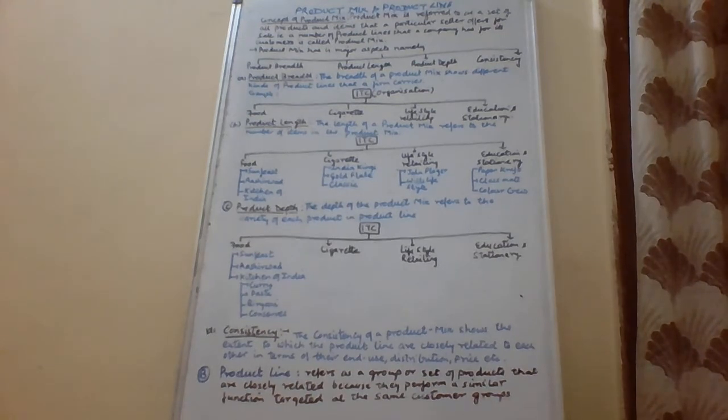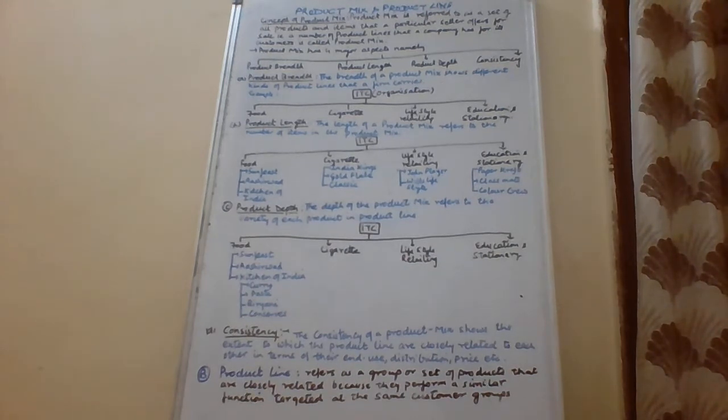In the earlier section, I had discussed the marketing mix, which has been popularly called the 4Ps. There, the marketing mix consists of product, price, place, and promotion. Today's concept is the product mix, that is the total number of the products being manufactured by the same company. It is also referred to as the set of all products and items that a particular seller offers for sale.